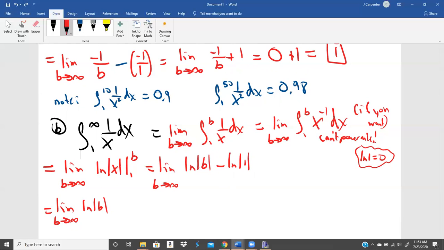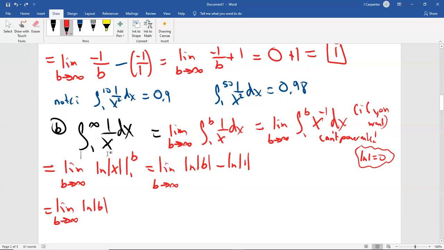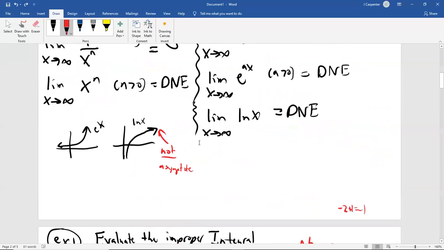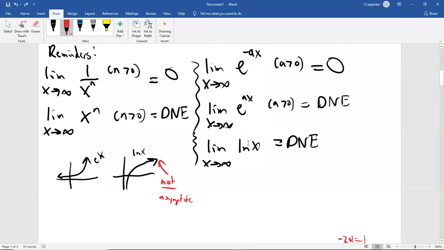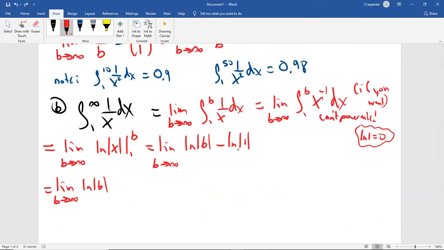Well, let's think about actually plugging in our b now. If we go to infinity, if we plug it in here, what happens? So again, you've got to think about what the natural log graph does over time if you haven't just blatantly memorized it. The natural log graph grows but slowly, but it still grows forever and ever and ever. We said earlier, the limit of a natural log as x goes to infinity does not exist. So this does not exist. It is not a finite area.